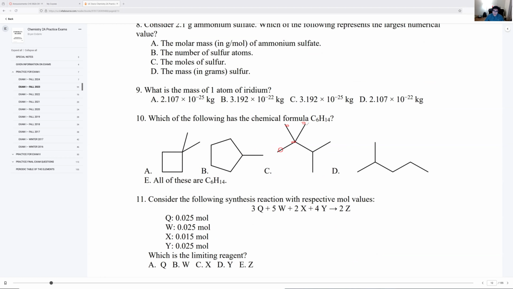One, two, three, four, five, six, seven. So C doesn't work because you have seven. One, two, three, four, five, six. So we've only eliminated C. Now what you have to do is count the hydrogens. If you draw on all the hydrogens, remember the rules, each carbon has to have four bonds. So this one needs two more hydrogens. This one needs two more hydrogens. This one needs two hydrogens.